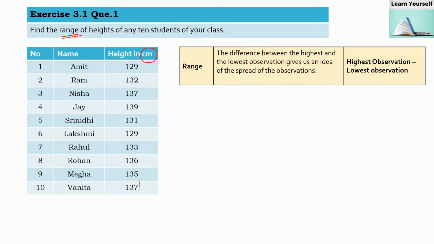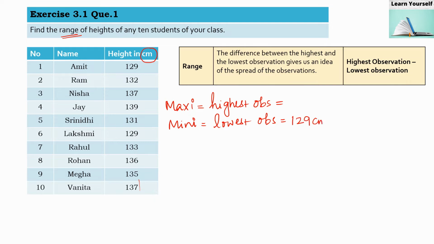So first, from this data we have to find out what is the maximum height, that also means the highest observation, and what is the minimum height, that means the lowest observation, among this data. So it is 129, this is the lowest I guess, and again one more observation is 129. So 129 is the lowest observation. This much centimeter height is the lowest among this data.